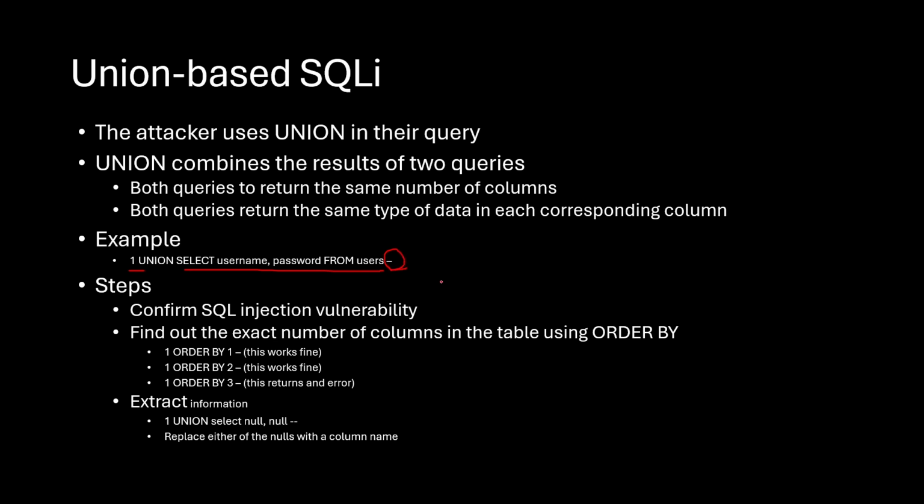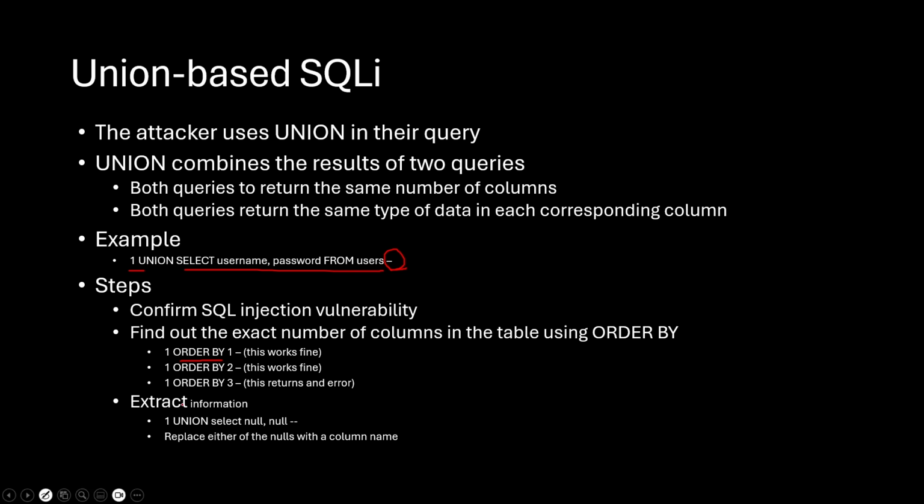Building the payload for this attack involves multiple steps. First, you need to confirm that the application is vulnerable to SQL injection, say by submitting a single quote. Next, you need to find out the exact number of columns in the table you're trying to extract information from. We can achieve this using order by. As shown, you inject order by and then a number. As long as the server returns no error, you can keep incrementing the number. As soon as you get an error, that is when you should stop. The last number without an error message is going to be the number of columns.